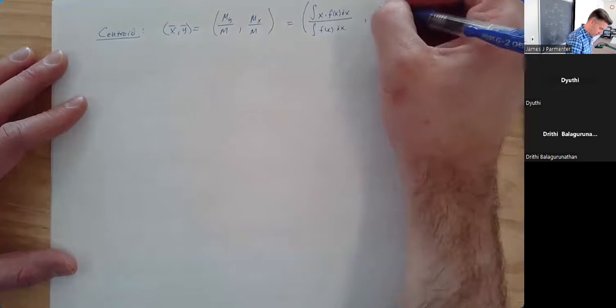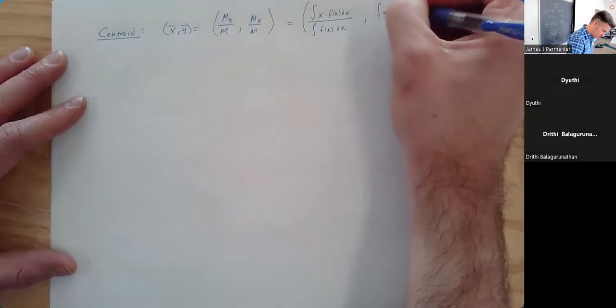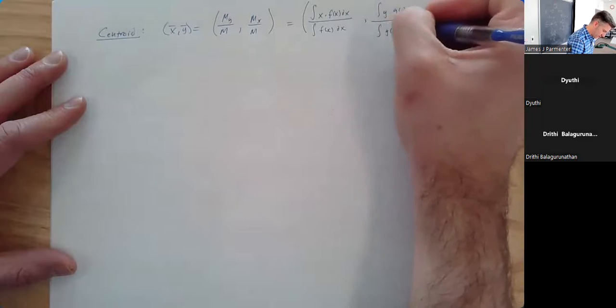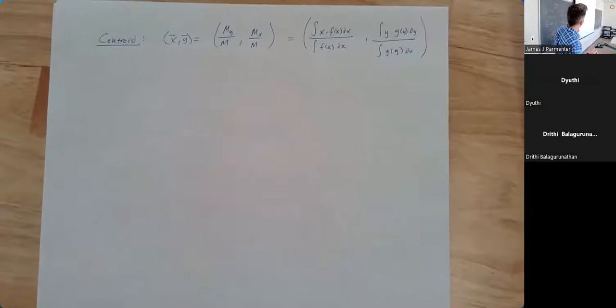And then same deal for the y's, for the Mx. Mx is going to be the integral of y times your function over the mass, which you probably wouldn't do a different way. I don't mind writing it a different way. Okay, so here's what's kind of funky though.